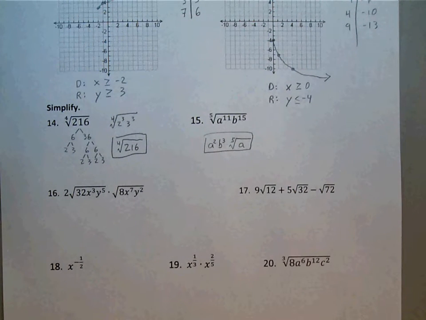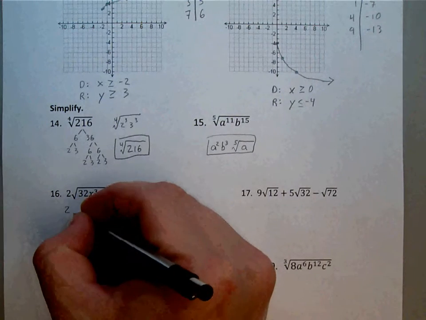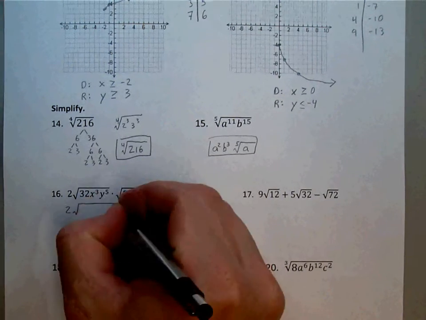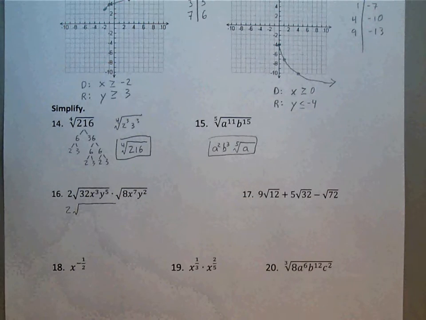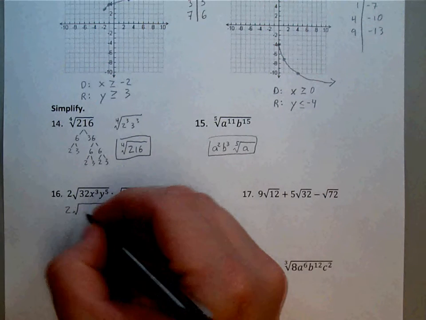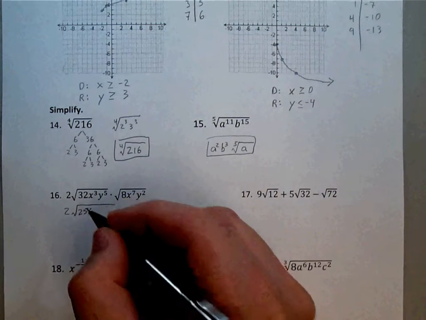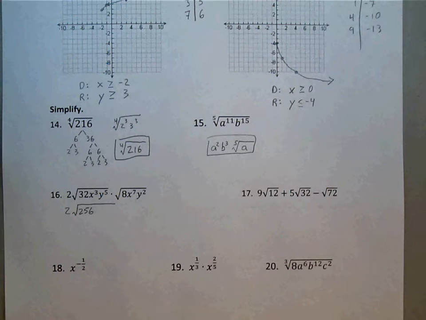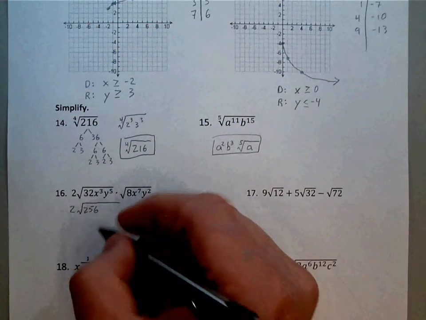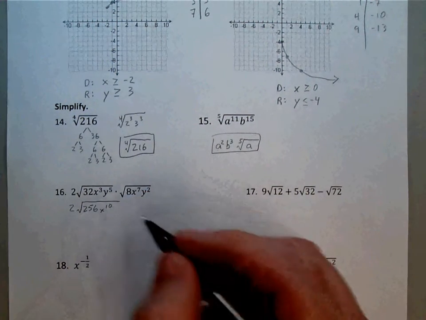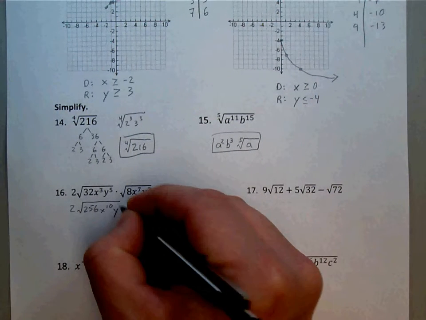Number 16, multiplied, there's a 2 out front. There's no other number out front, so just a 2 out there. Then inside the square root, I'll have 32 times 8. That's going to be 256. When I multiply that together, then combine the x's. So I've got 3 of them and 7 of them, and it makes a total of 10. Then for the y's, I've got 5 and 2, so that makes a total of 7.